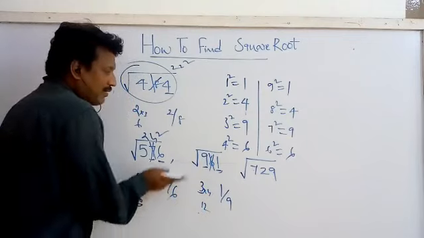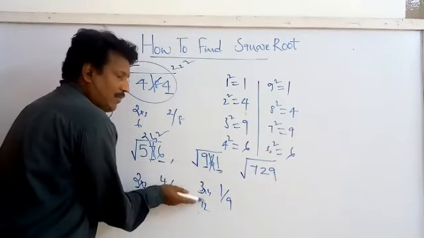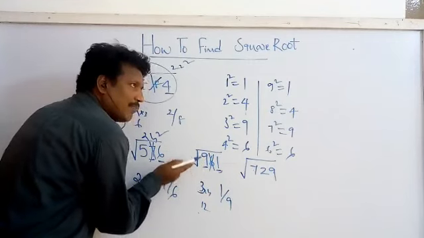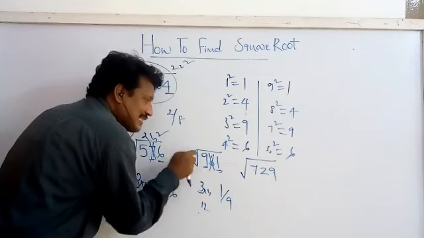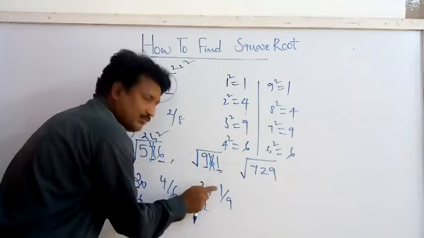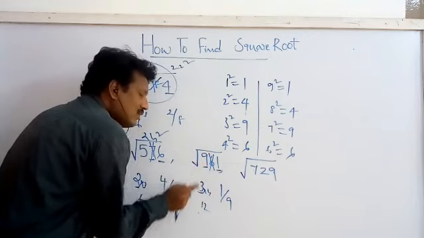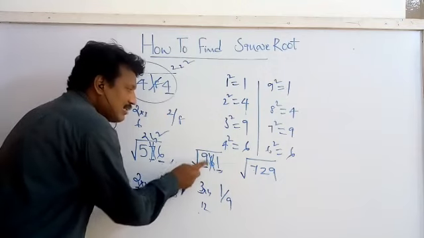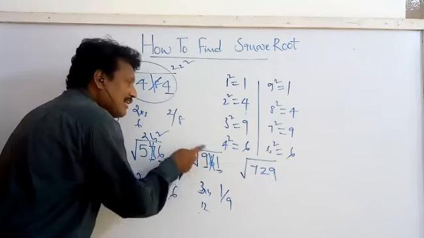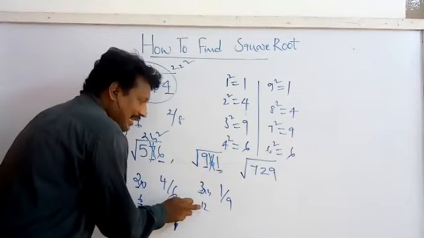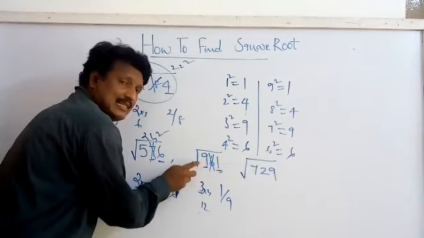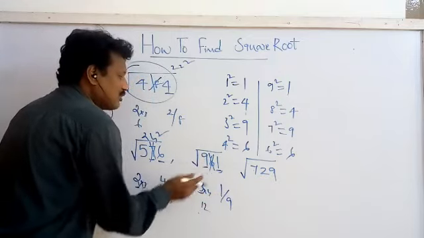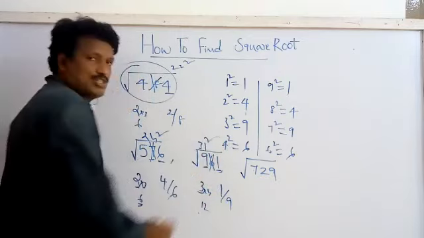Now we compare the 9 with the 12. If the value is less than this value, we should take the lesser value, that means 1. If this value is more than this value, we should take the greater number, that means 9. Let us see. Here the value is 9, here the value is 12. This 9 is less than the 12, so we should take the lesser value, that means 1. So the answer must be 31, that means 31 square.